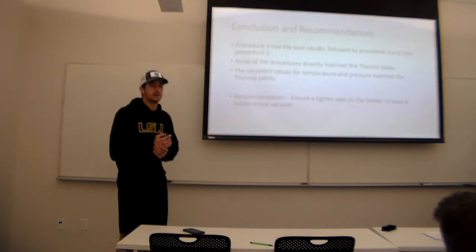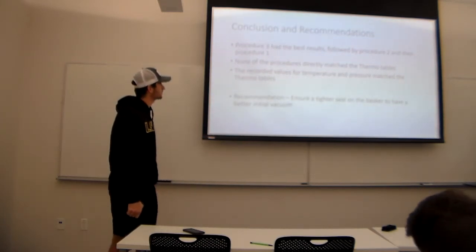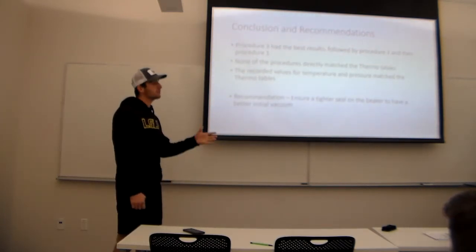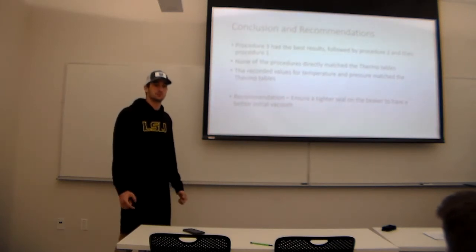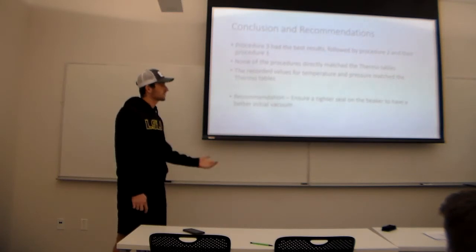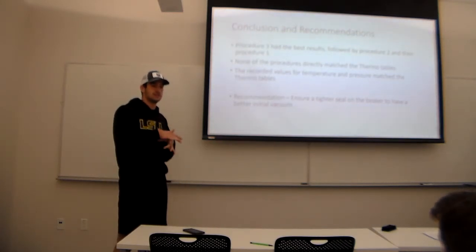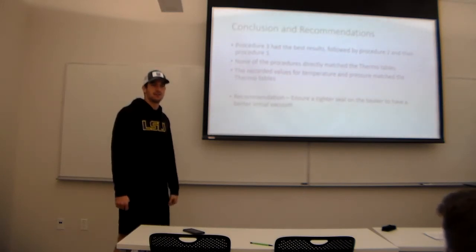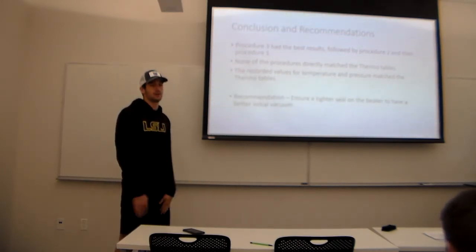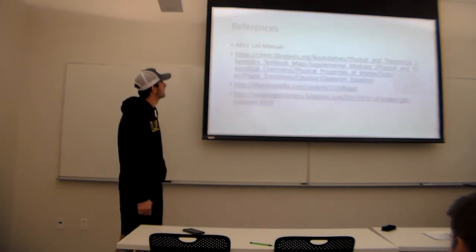So in conclusion, procedure 3 had the best results, with procedure 2 and then procedure 1 following it. None of them directly matched the thermo tables, but procedure 3 was the closest one. And then as far as recommendations, whenever we pulled the vacuum, the most important thing was to get the seal on the flask. I think in the future, if we could pull a better vacuum or get a better seal, our data results could be better. And that's it.